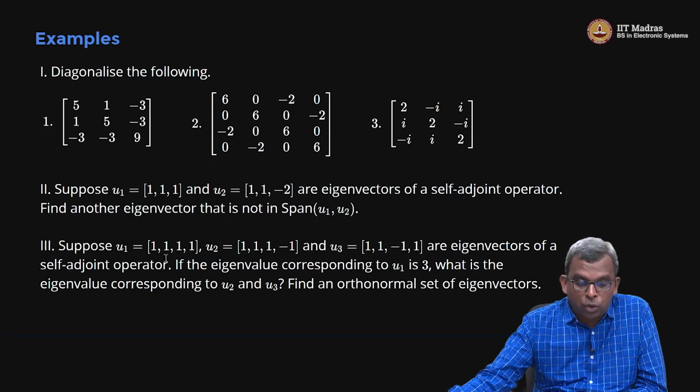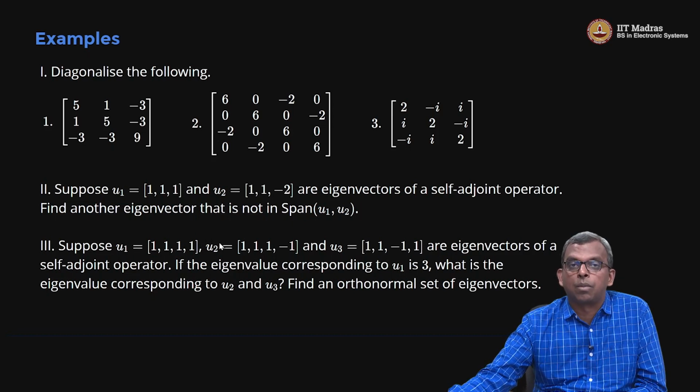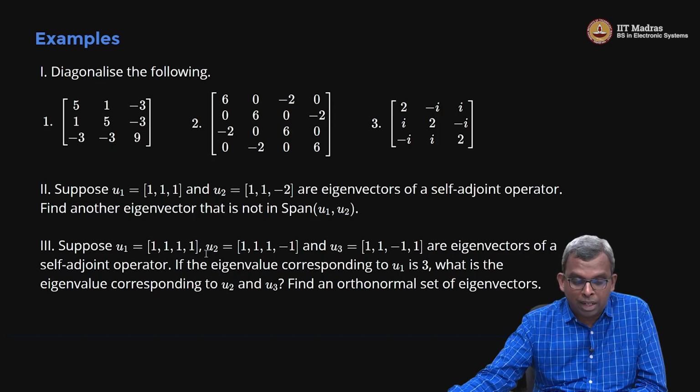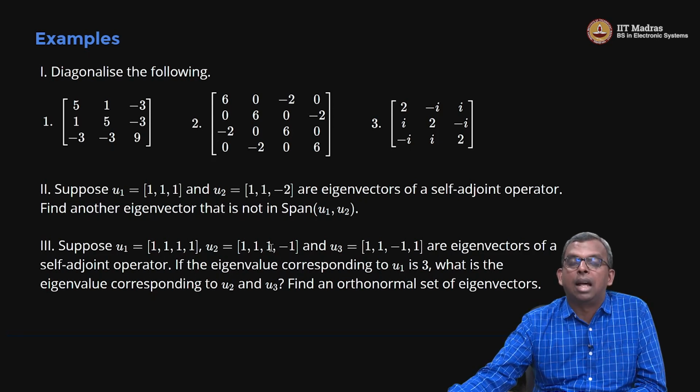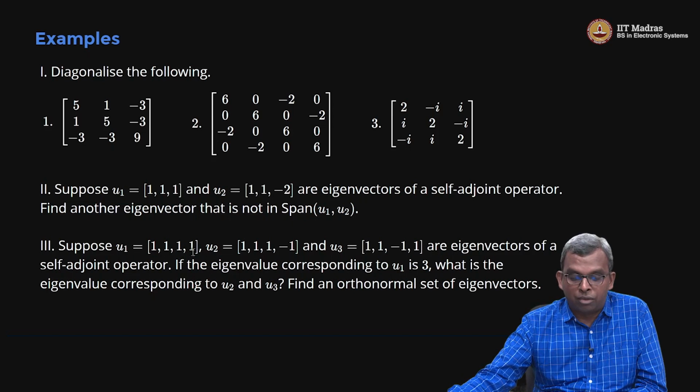Okay, so now if you notice, u1 and u2 are not orthogonal, right? u1 and u2 are not orthogonal. So if u1 has an eigenvalue 3, u2 better have the same eigenvalue 3. Because if they are unequal, then these two have to be orthogonal. If these are given as eigenvectors already to you, and they are not orthogonal, then they should have the same eigenvalue. Okay, so the eigenvalue of u1 and u2 also has to be 3.